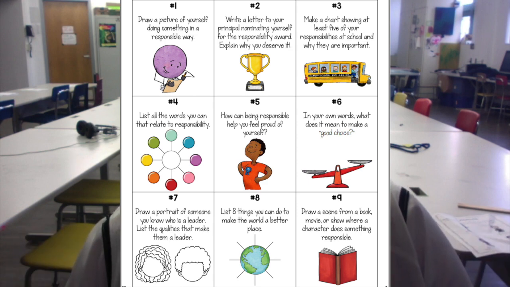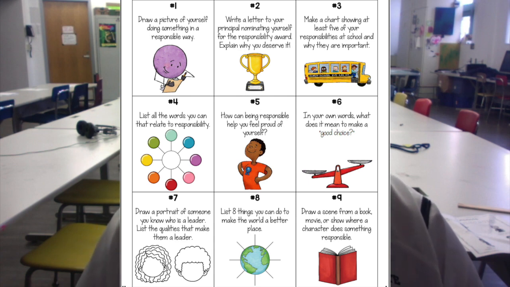And number 9, draw a scene from a book, movie, or show where a character does something responsible. Again, it's your choice, guys. Pick one of those, go ahead and do that, and then have a little discussion about what you guys drew or what you guys talked about. Because, again, school is designed to help you guys become more responsible, become responsible adults, responsible members in society. And let's focus on that today. So have a great day. Teachers, you might want to pause it right here so that the students can see the responsibility board up on the screen so that they can choose which one of those things they want to focus on.